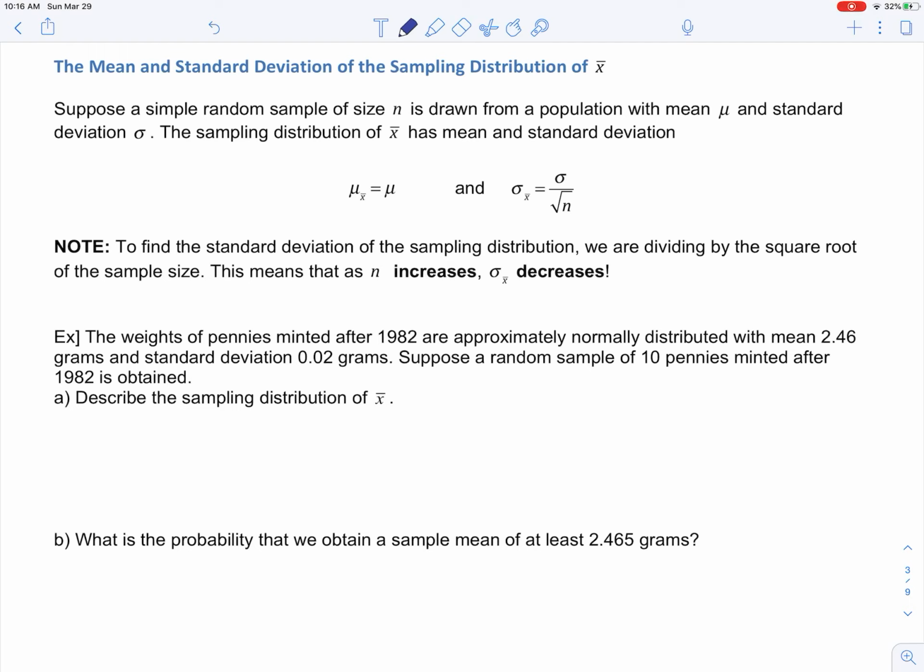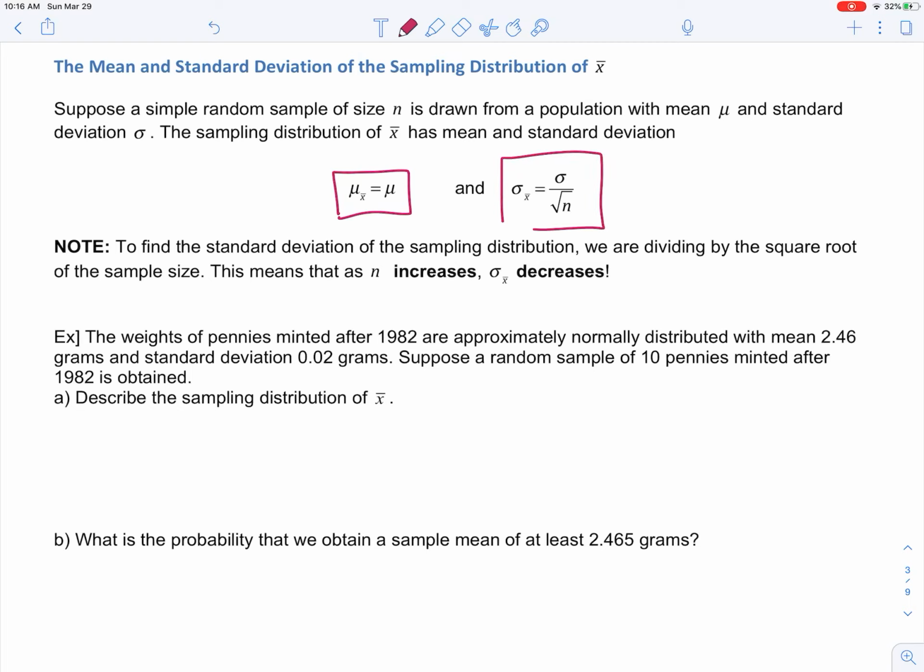I wanted to go over some of the examples with you on section 8.1. So first, we're going to take a look at the mean and standard deviation of the sampling distribution of x bar. The first thing to note is that mu sub x bar is equal to mu. That means the mean of the sample means will be equal to the population mean. So there's really no work required. The mean will be the same.